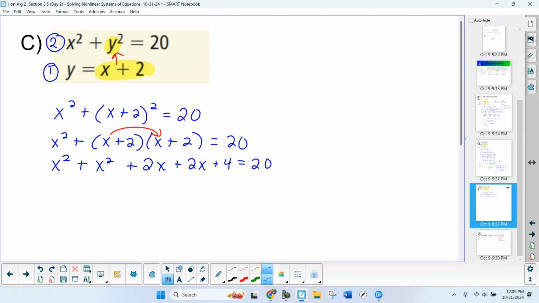Okay. Now when you put these guys together, what do you get? 2x squared plus 4x plus 4 equals 20. Okay, but you have to do what? Oh, minus. And what do you get? Negative 16. 2x squared plus 4x minus 16 equals 0.